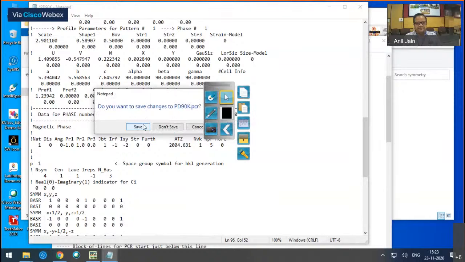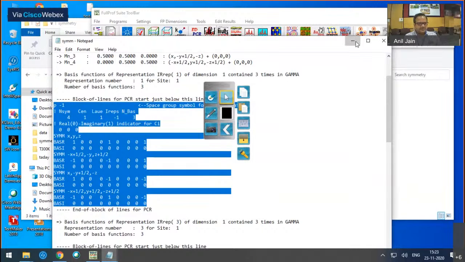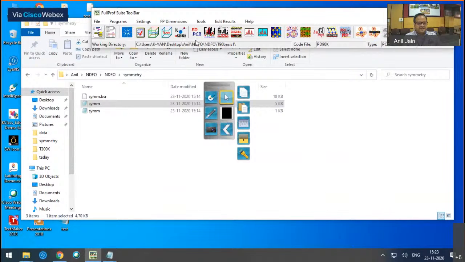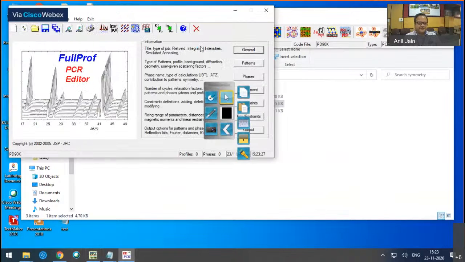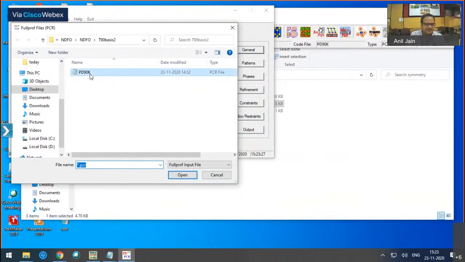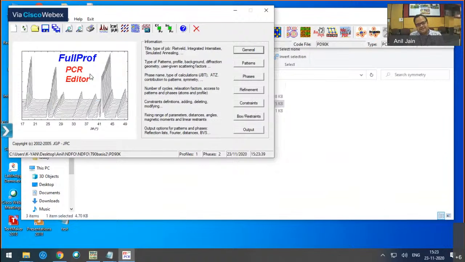I say save, and this was the file I was working on at 90K, and I go to Edit PCR. Those who are using it for the first time can use this Edit PCR, and if you can open this file in Edit PCR, it means your file is more or less correct. Otherwise, Edit PCR will give you some error.